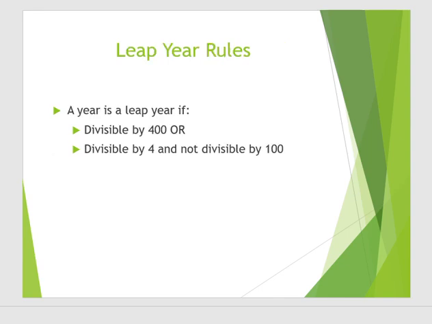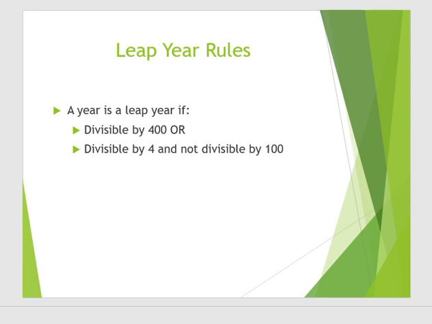So first of all, what exactly is a leap year? A leap year is a year that contains 366 days instead of 365 days. The extra one day is added to the month of February, making it 29 days. This adjustment keeps our calendar synchronized with Earth's revolution around the sun.